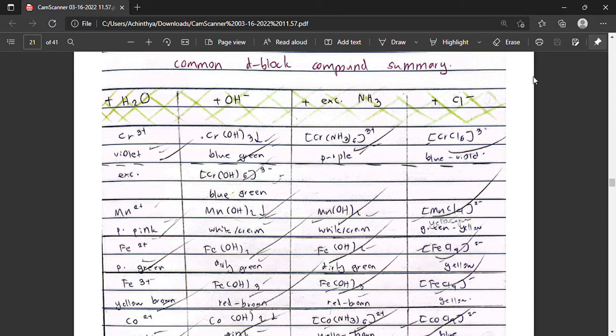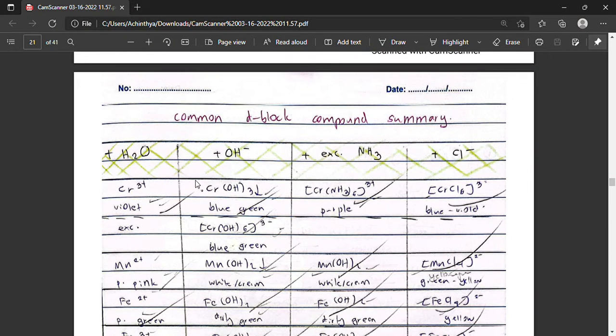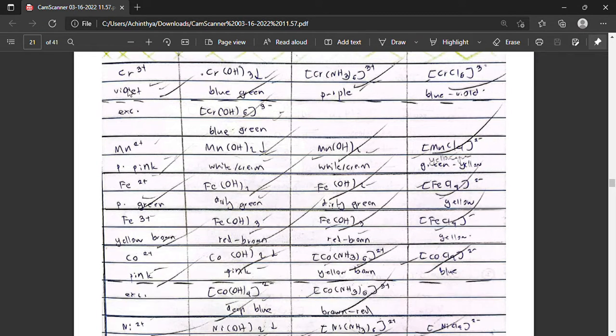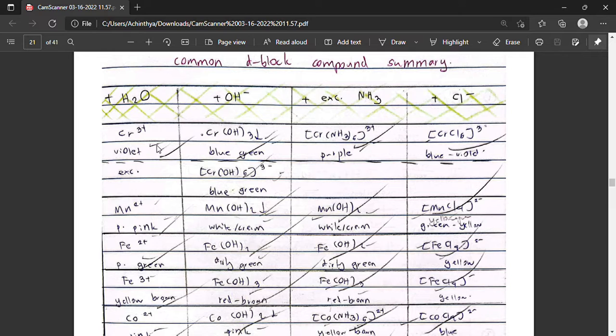Here is a robust summary of D block elements and their reactions with water, with hydroxide ion solution, with excess ammonia and excess chloride ions. Chromium produces the chromium ion solution when added to water. It's violet in color and has an oxidation state of +3. When hydroxide is added to it, it forms a blue-green color precipitate, chromium 3 hydroxide.